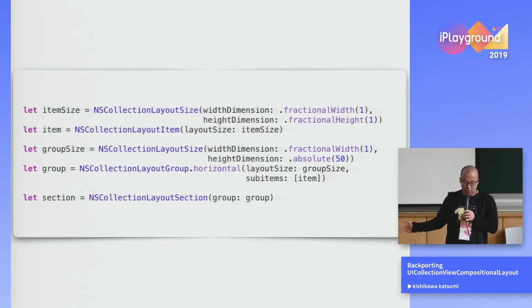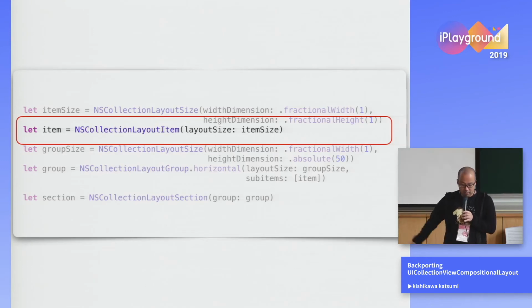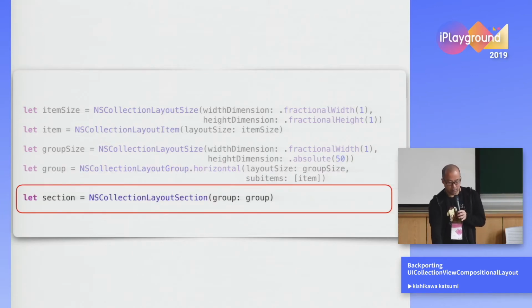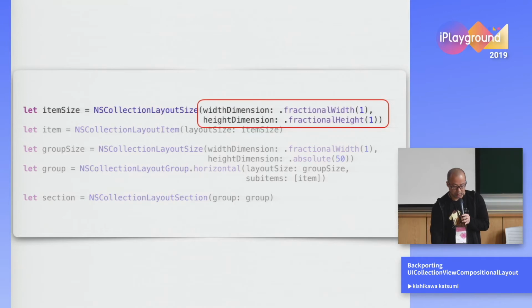The code that achieves this layout looks like this. In detail, the item I just explained is created programmatically. Also, a group is created in a similar way. The group contains the item. Also, the section has the group. When creating an item or a group, specify the size for them.